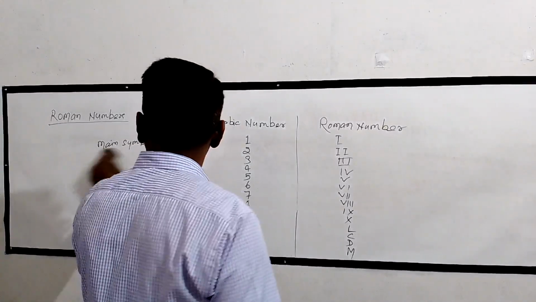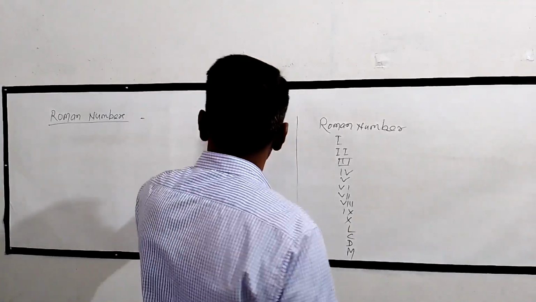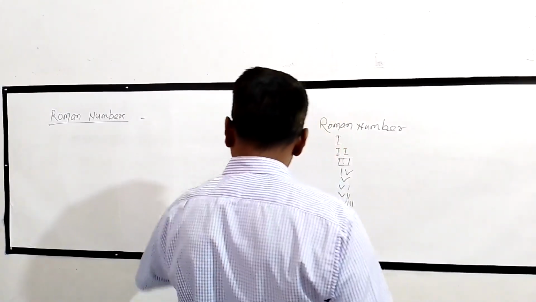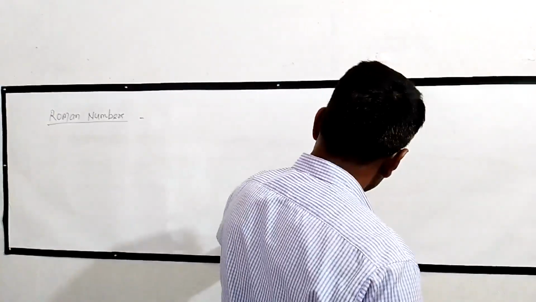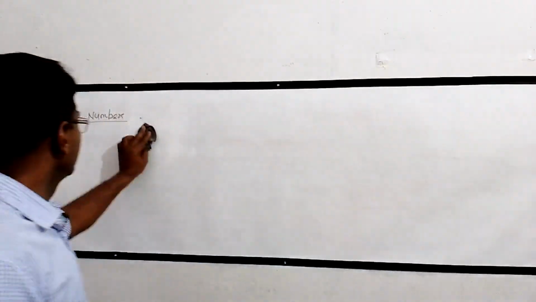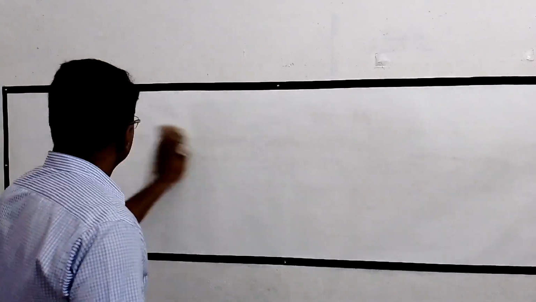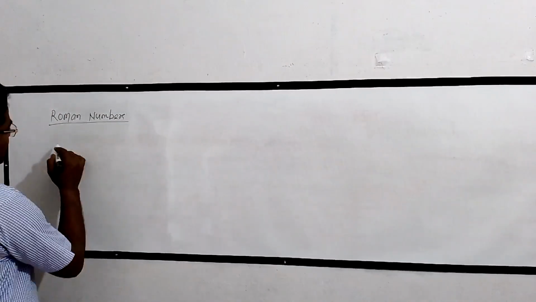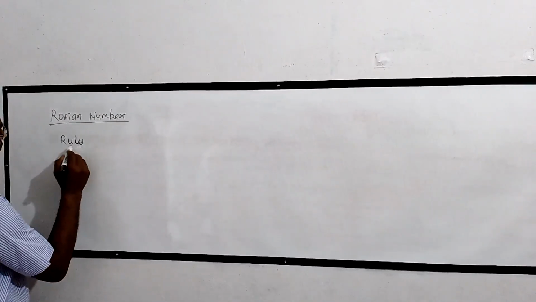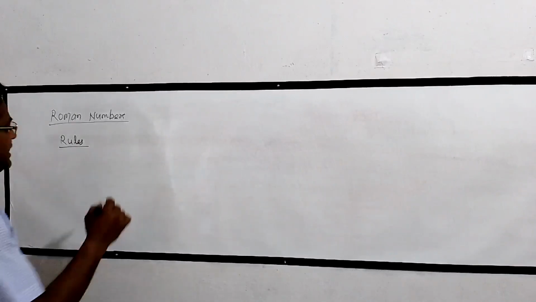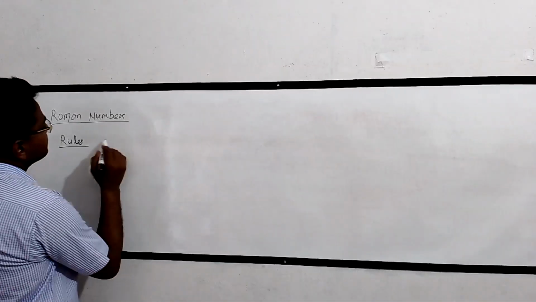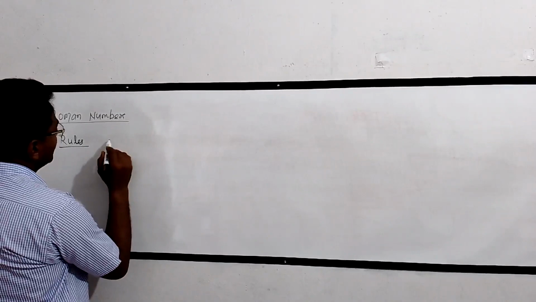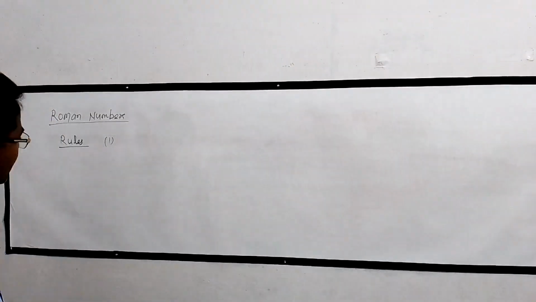So I would like to discuss the certain rules of Roman numbers, how you will write down Roman numbers with the help of rules. Write down the rules for Roman numbers. Rule number 1.